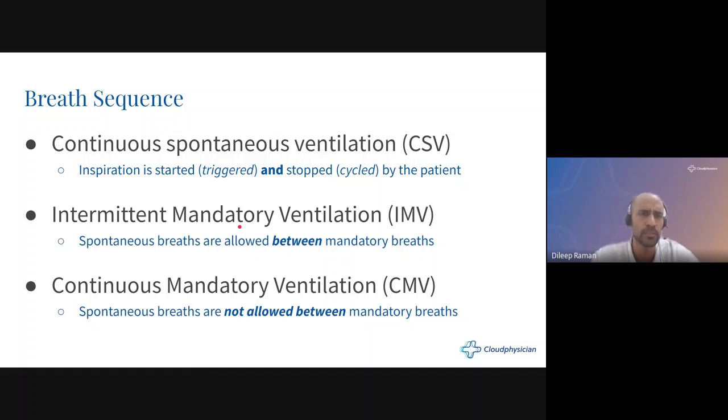There are 3 types of breath sequences. Mandatory ventilation means spontaneous breaths are not allowed at all. The definition of a spontaneous breath is that the trigger and the cycle both must be by the patient. If any one of them is by the ventilator, then it's a mandatory breath. So the patient can start a breath, but if the machine stops it with time or volume, then it becomes a mandatory breath. Starting alone is not a criterion for a spontaneous breath.